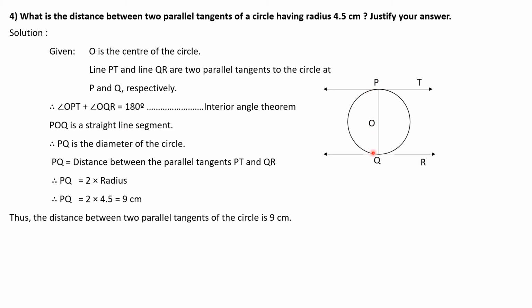POQ is a straight line segment. Therefore, PQ is the diameter of the circle. PQ is equal to the distance between the two parallel tangents. Therefore, PQ is equal to 2 into radius. Therefore, PQ is equal to 2 into 4.5 is equal to 9 centimeter. Thus, the distance between two parallel tangents of the circle is 9 centimeter.